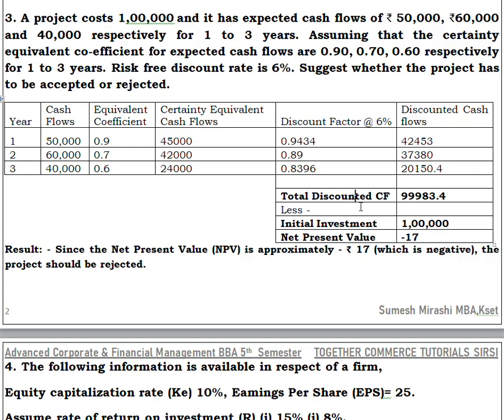Please always remember, you should take the initial investment below the total discounted cash flow, so you will get a negative answer, that is minus 17. So the final result: since the net present value is approximately minus 17, which is negative, the project should be rejected.